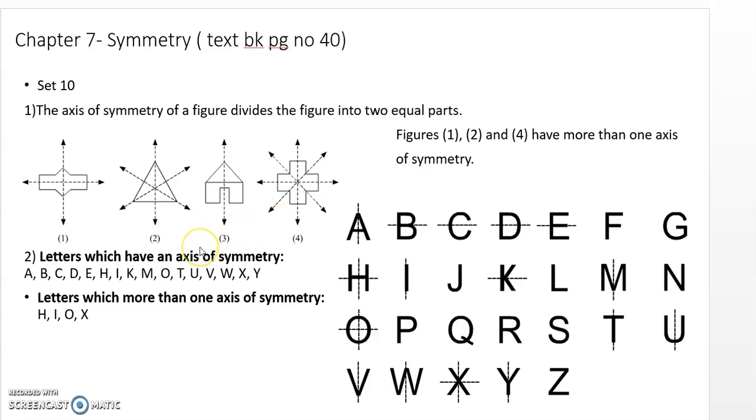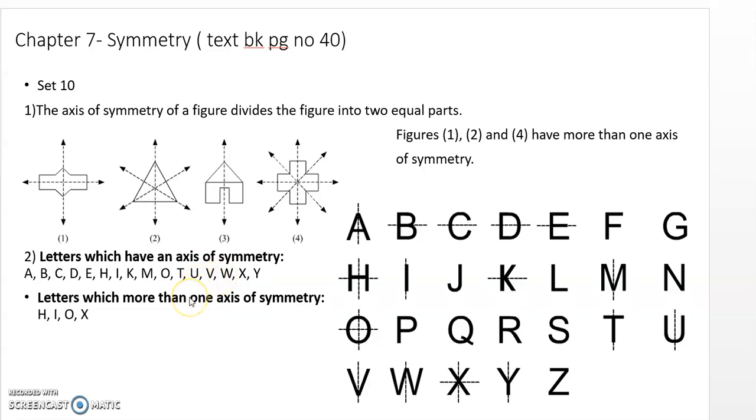So which ones have an axis of symmetry? You can see from the diagram: A, B, C, D, then E, then H, then I, then K, M, then O, then afterwards T, U, V, W, X and Y. These have an axis of symmetry.